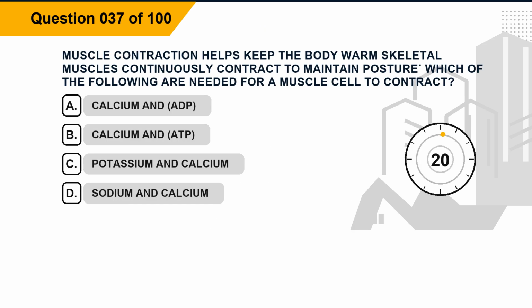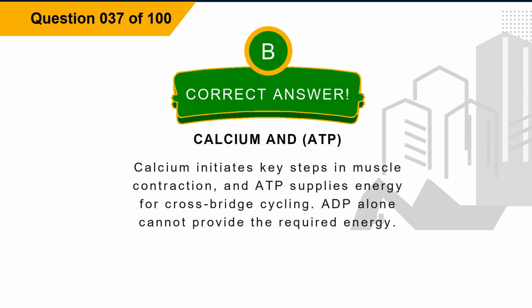Question 37. Muscle contraction helps keep the body warm. Skeletal muscles continuously contract to maintain posture. Which of the following are needed for a muscle cell to contract? Option A, calcium and ADP. Option B, calcium and ADP. Option C, potassium and calcium. Option D, sodium and calcium. The correct answer is option B, calcium and ADP. Explanation. Calcium initiates key steps in muscle contraction, and ADP supplies energy for cross-bridge cycling. ADP alone cannot provide the required energy.